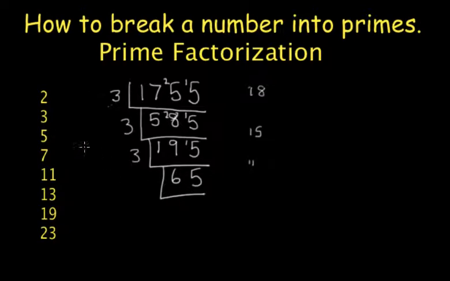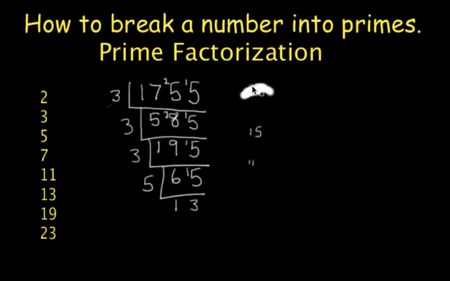And the next largest prime would be 5. And since this ends in 5, this clearly will be divisible by 5. So 5 goes into 6 one time and 1 left over. 5 goes into 15 3 times. Since 13 is a prime in my list, then I'm done here.